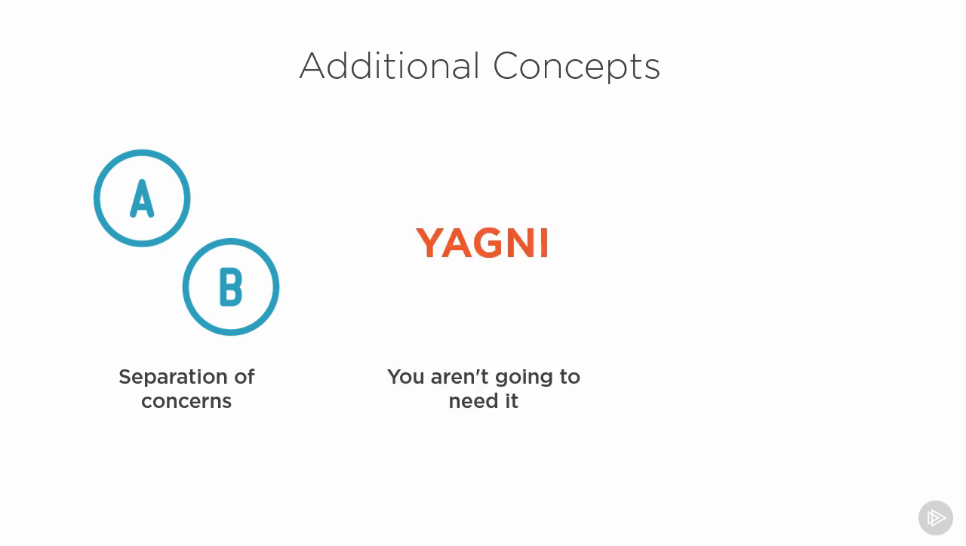YAGNI is the acronym for You Aren't Going to Need It. It is a principle that focuses on what is important for today. How many times have you built in some hook or designed in a feature that was never actually implemented, or later implemented entirely different? We can't see what the future will bring, so it is best to focus on what is needed for today.